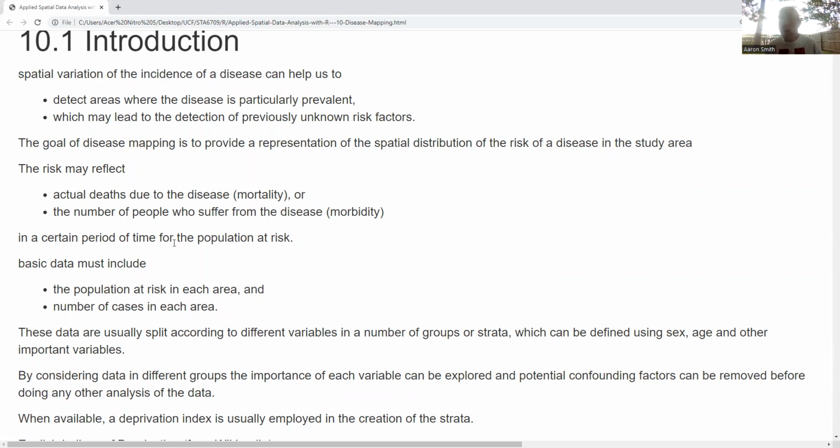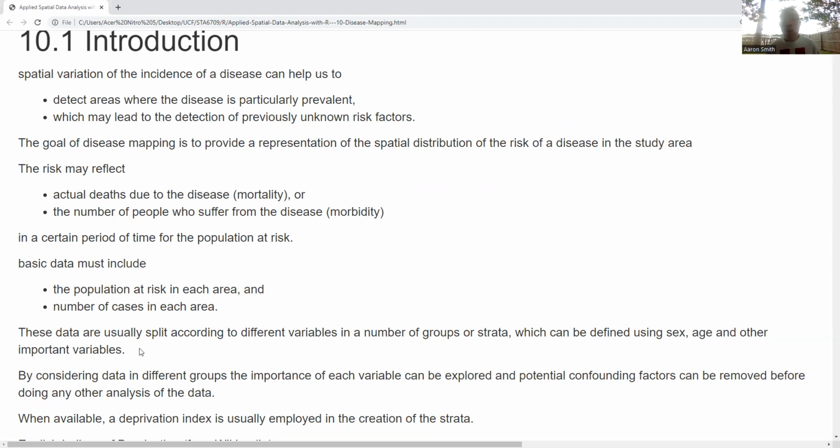If you think about this, we really need at a minimum two things to be able to approach this. We need the population at risk in each of the areas that we're interested in, and the number of cases in each area. Also, if we want to do visualizations, we'll need the spatial data of the polygons that define the regions.